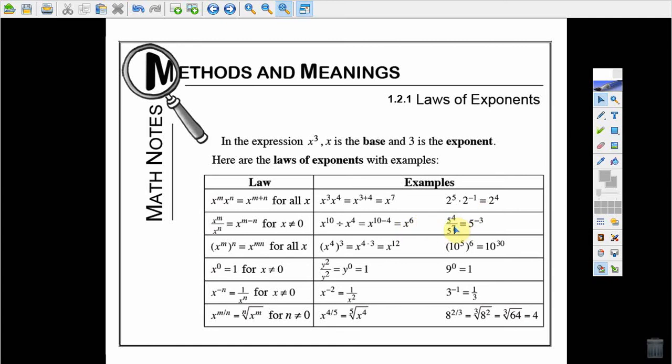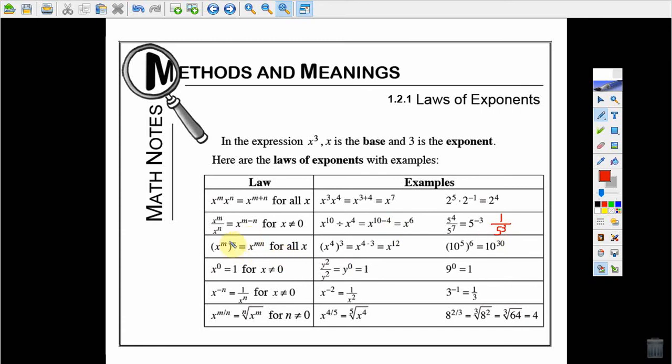If the larger exponent is on the bottom, I should say, then you'll end up with a negative exponent. So this is 5 to the 4th over 5 to the 7th. We do 4 minus 7 and we get 5 to the negative third. If we wanted to make that into a positive exponent, we could do 1 over 5 to the third.